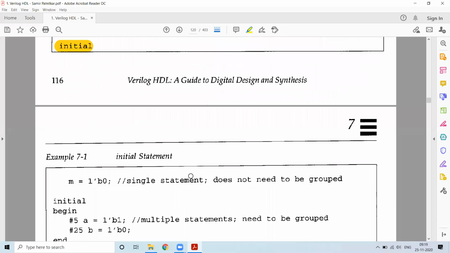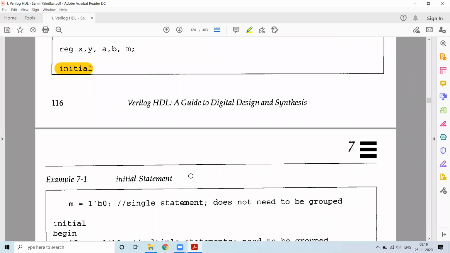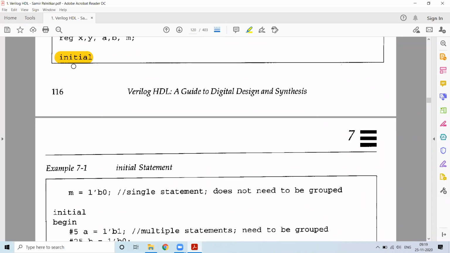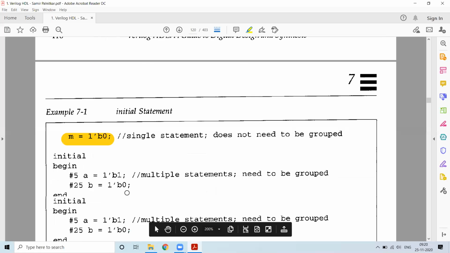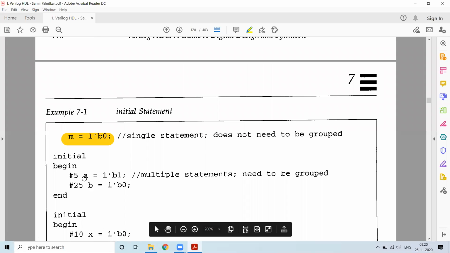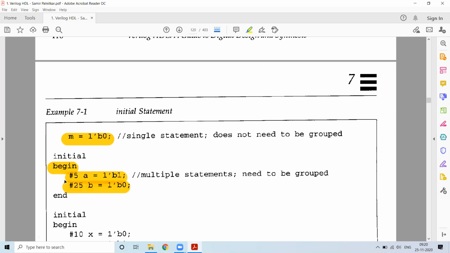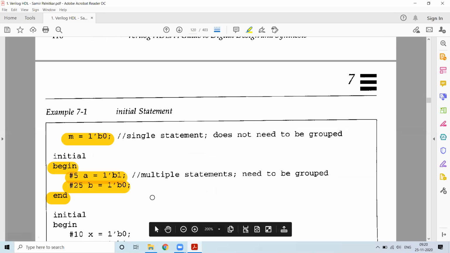Now again, you can have multiple initial blocks, and even multiple always blocks. In an initial statement you can have just one single statement. If there is one single statement, there is no need for begin and end, so only one statement is identifying one block. But if there are multiple statements to be gathered together in one initial block, then we use the keywords begin and end.